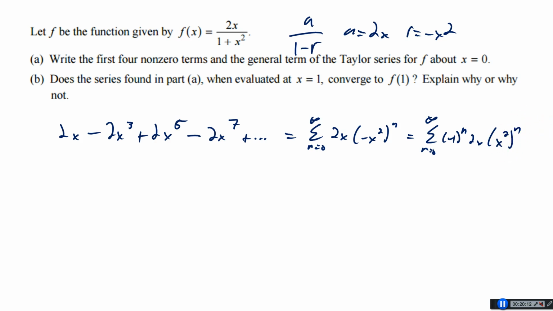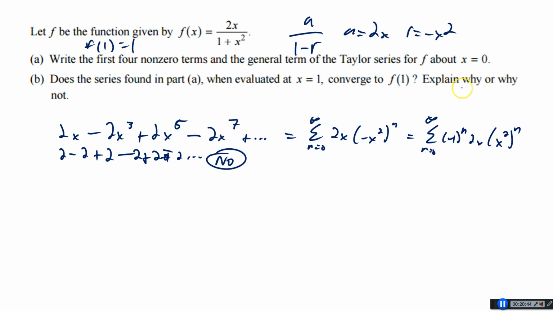So next they ask, does the series found in part A when evaluated at x equals 1 converge to f of 1? So f of 1 we could find, right? It'd be 2 over 2, so it'd be 1. So f of 1 we know is 1. So the question is now, if we plug 1 in here, and here, and here, is it going to converge to the same thing? Well, if you actually start plugging it in, let's see what happens. First term is 2, then minus 2, then plus 2, then minus 2, then plus 2. What is this doing? It's oscillating, right? 2, 0, 2, 0, 2, 0. So we know the answer is no.